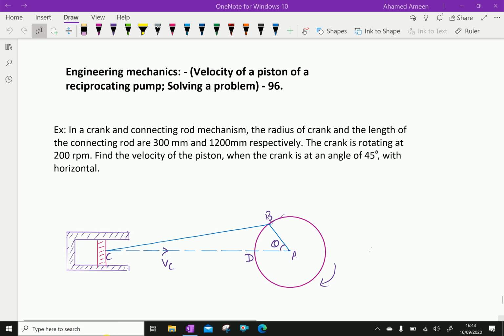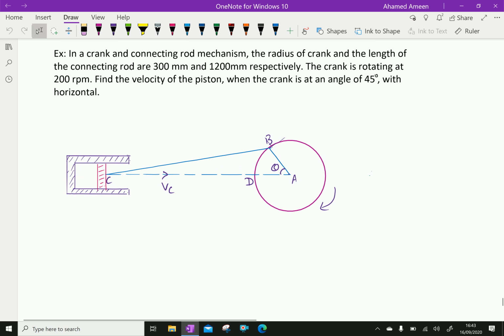Now, here theta is 45 degrees. Connecting rod length is 1200 mm and the crank is 300 mm.